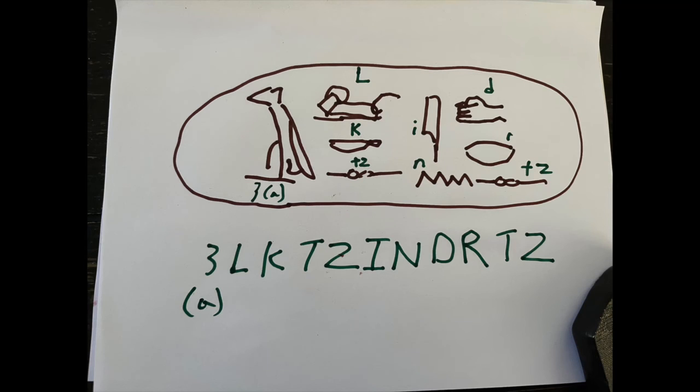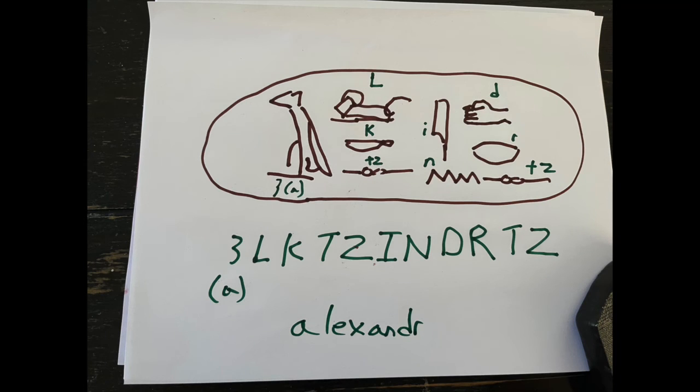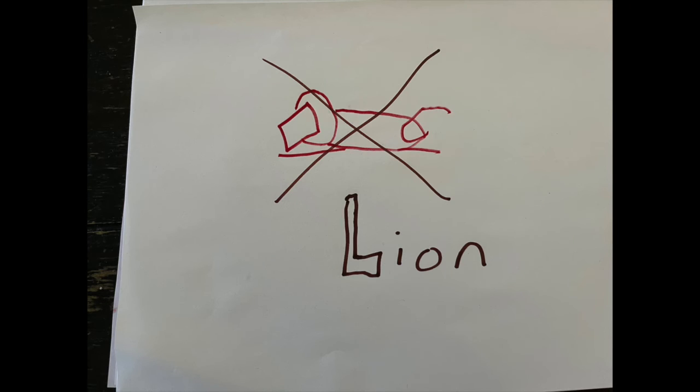I'll help you here. So again, ALKSNDRS would be Alexander's. Alexander. So good old Alexander the Great. They had to invent an L sound in order to accommodate him. So the lion became L. It's rarely used as L. It's pretty much only used as L in his name and every mall kiosk hieroglyphic shop in the world.